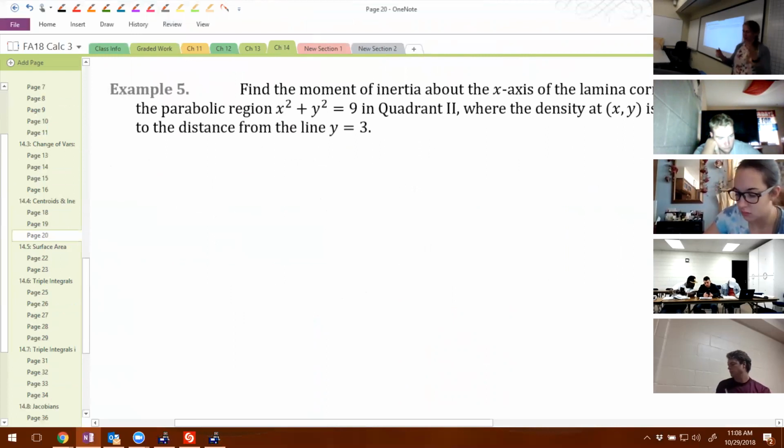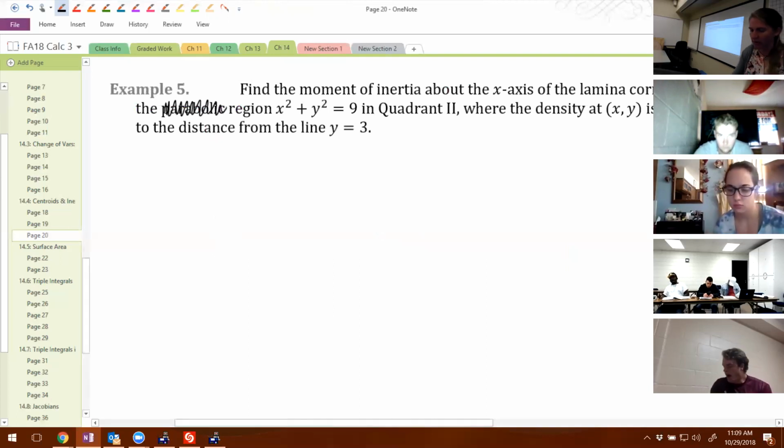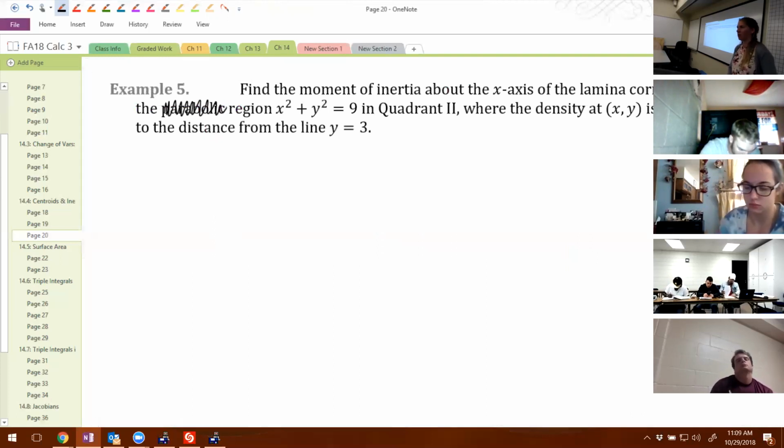We'll talk about how to solve it, and then we'll see if I haven't checked the answer for this one yet, but I'm pretty confident. Find the moment of inertia about the x-axis of the lamina corresponding to, it is not a parabolic region. I copied and pasted too much, so you can cross that word out. Corresponding to the region x squared plus y squared equals 9 in quadrant 2, where the density at a point is proportional to the distance from the line y equals 3.